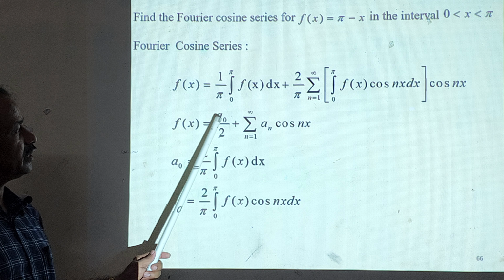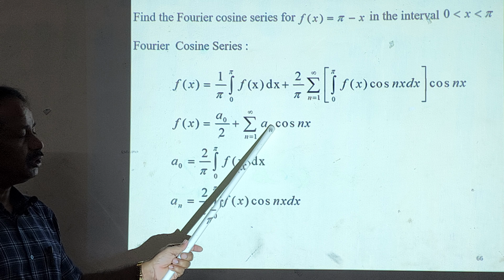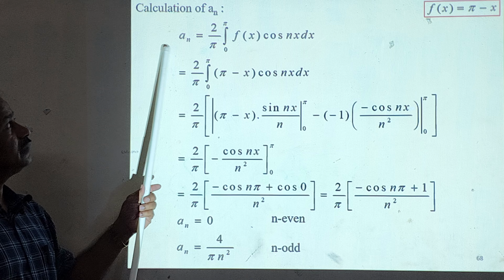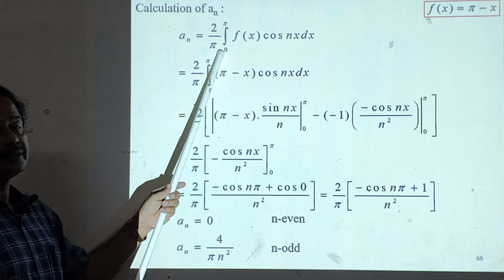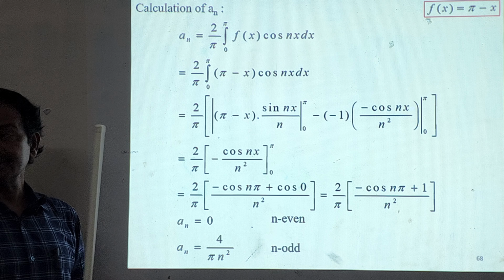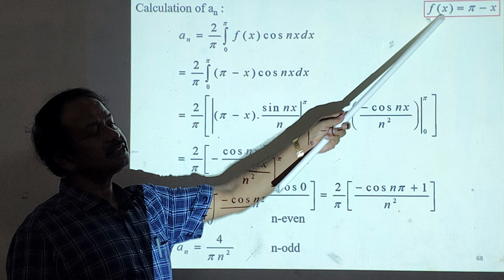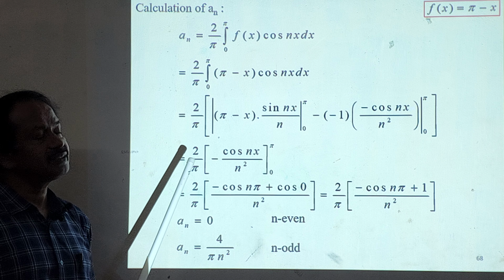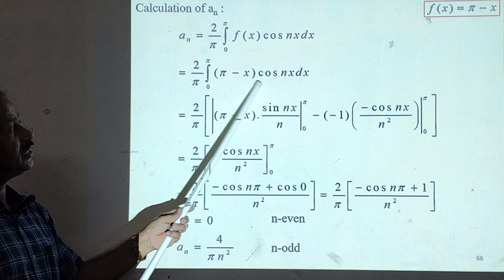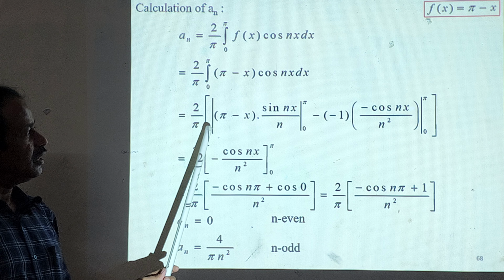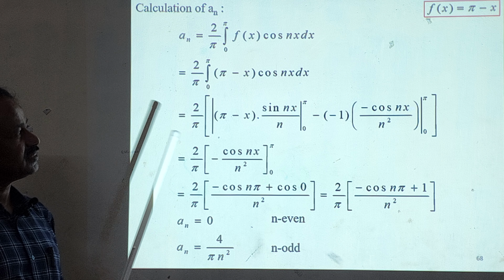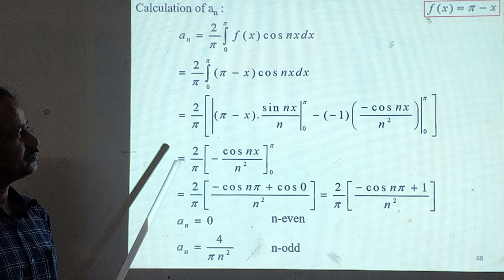So we have found out a0. We have to find out now an. an equal to 2 divided by pi, integral 0 to pi, f of x cos nx dx. f of x is given by pi minus x. So you have pi minus x cos nx dx.